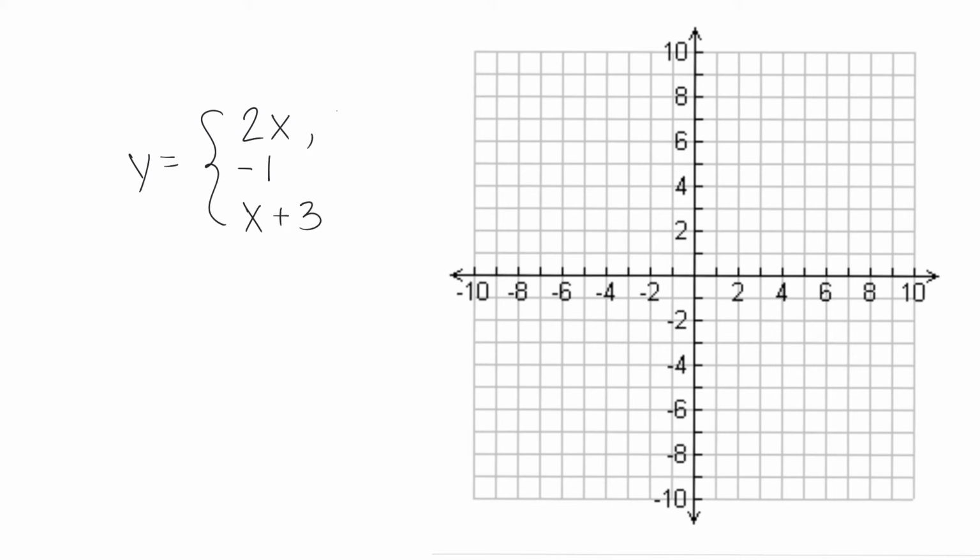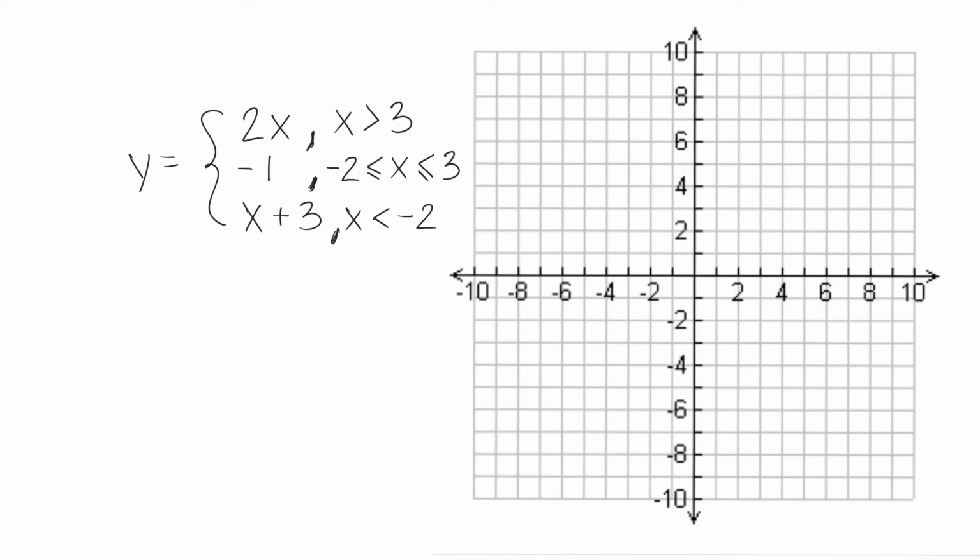2x exists when x is greater than 3. -1 exists between -2 and 3. Remember, watch your inequalities. And then x plus 3 exists when x is less than -2. Okay?